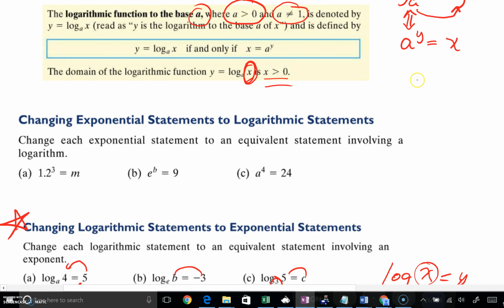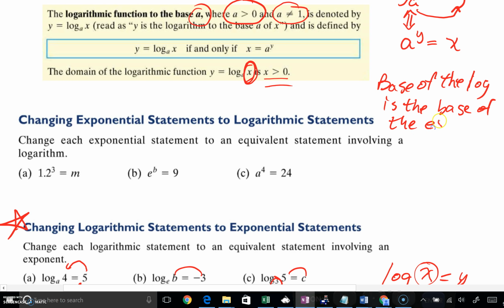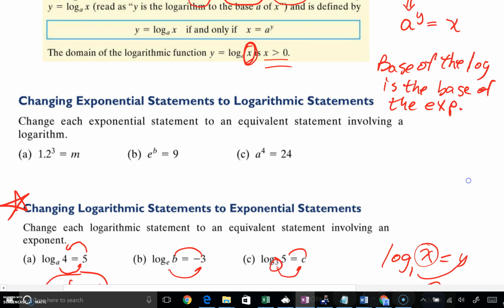Here's another thing that we can definitely always note. The base of the log is the base of the exponent. So the base of the log is also the base of the exponent. So what you're going to be able to do is work backwards. As soon as you look at this first group of problems, yes, you've got a power in play, but you also have this base here. The base is always going to be the base of the log.